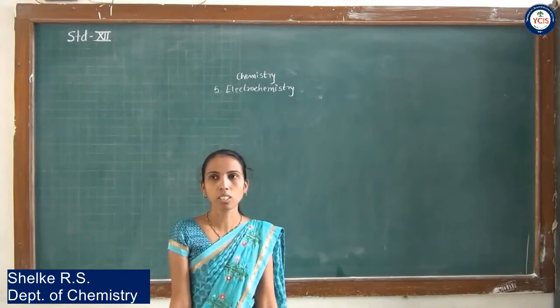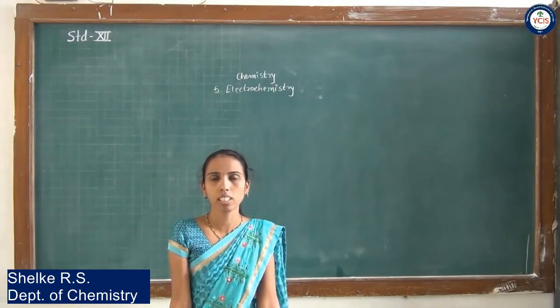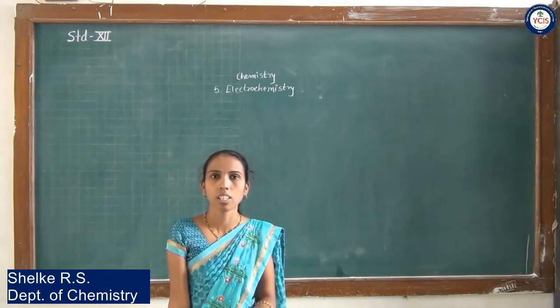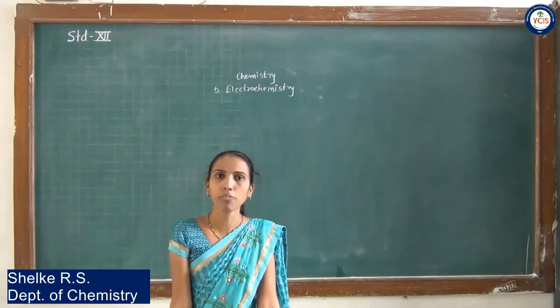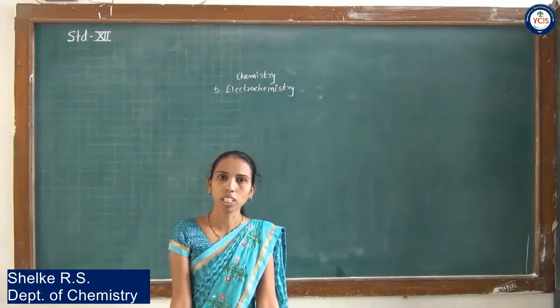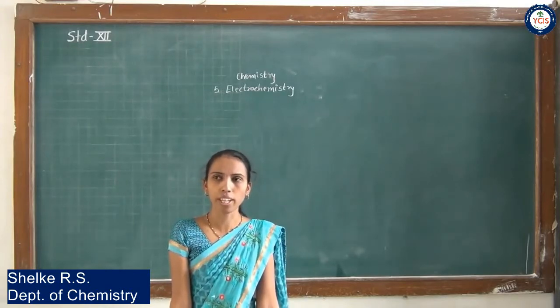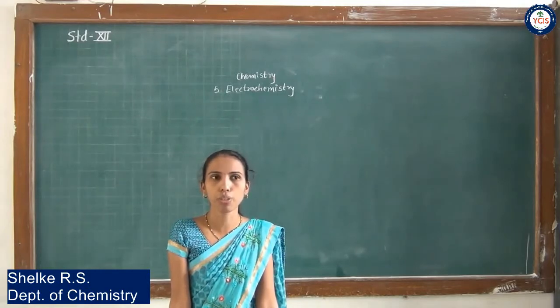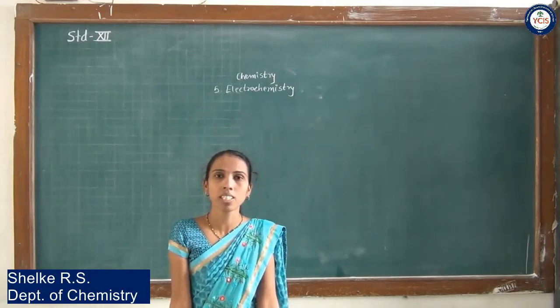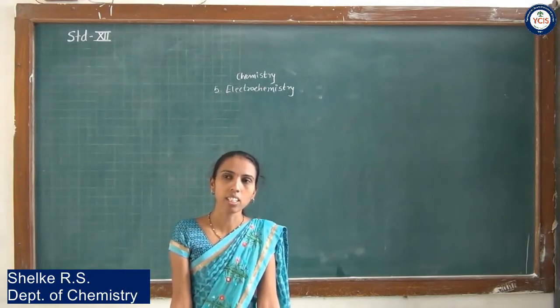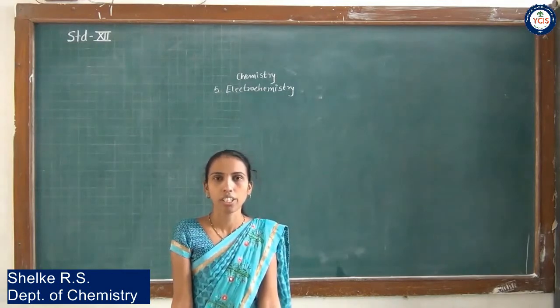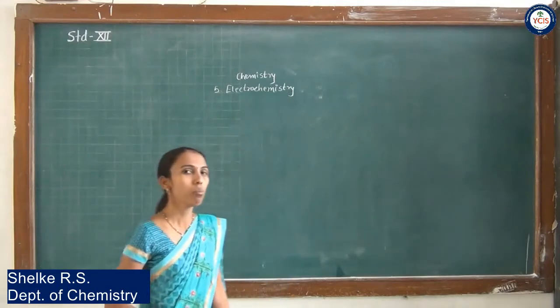Because if you take a solution of higher concentration, it has a higher number of ions, so its conductivity will be higher. If you take a solution of lower concentration, the number of ions will be lower, so the conductivity will be different, because conductivity depends on the number of ions present in the solution. So to compare different solutions, the concentration must be the same. For that, in 1880, the scientist F.W.G. Kohlrausch introduced a term called molar conductivity.